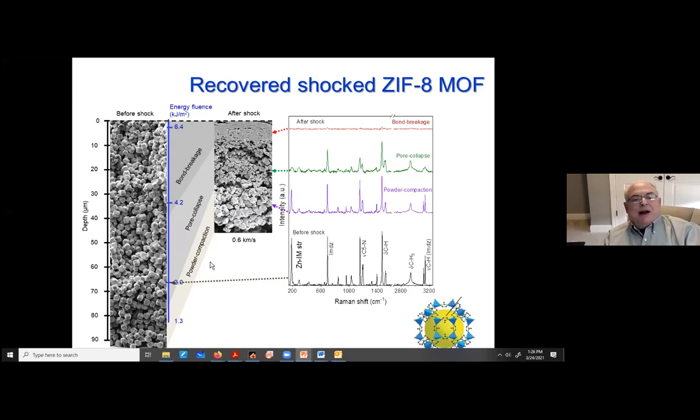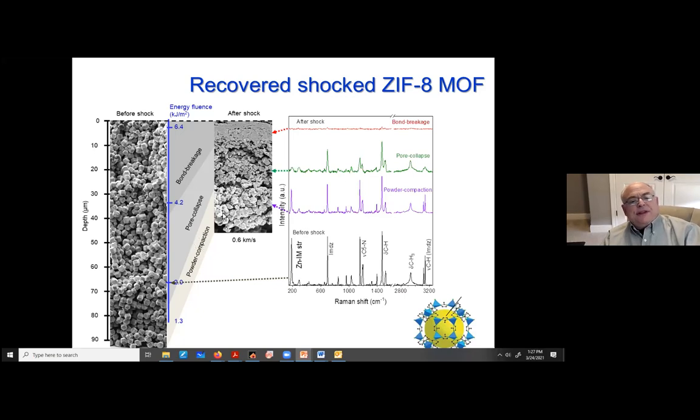Then what we did is micro Raman spectroscopy. You can see it falls very nicely into 3 distinct zones. The ambient Raman before the shock is this. I've identified some of the transitions, CH stretch, CH bending, and so on. The one that's most interesting to me is this lowest frequency transition, which is the stretching transition of these 2 zinc atoms tethered together by this imidazole. That's really low frequency, around 200 wave numbers.